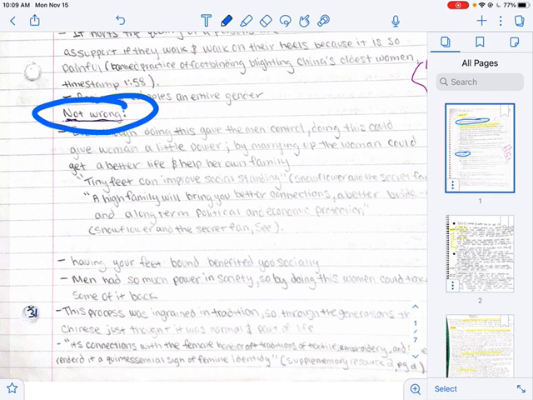It doesn't necessarily have to be what you believe. You could just argue a point. It doesn't have to be personal.